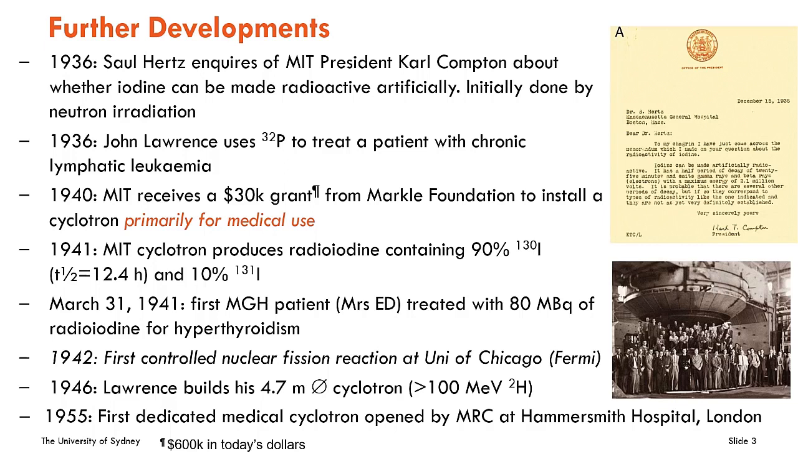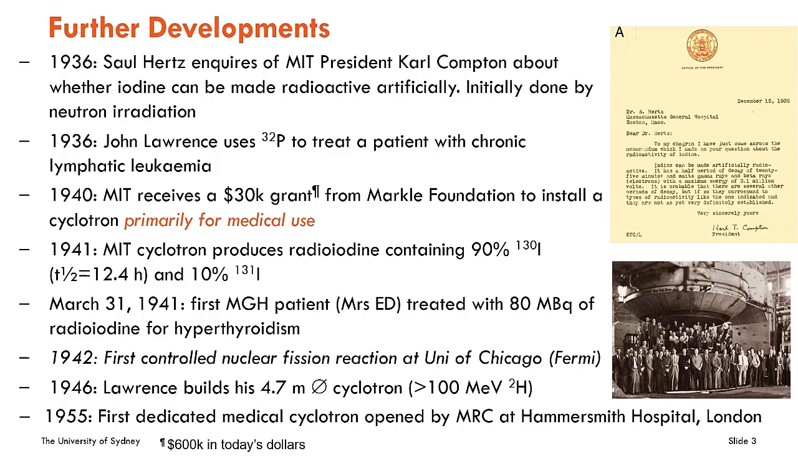In 1940, MIT continues to investigate radioiodine and receives a small grant of $30,000 from the Markle Foundation in New York to install a cyclotron, which they indicated would be primarily for medical use. So you can see that very early on, the cyclotron has started to be targeted for use in radionuclide imaging and therapy. This is important because at this stage, the nuclear reactor has not yet been built and no nuclear fission reactions have been undertaken.